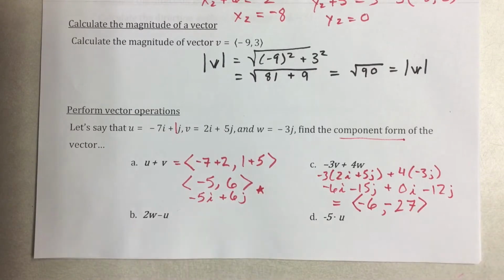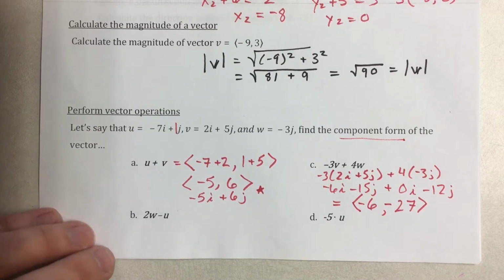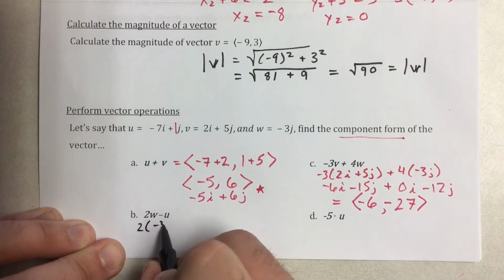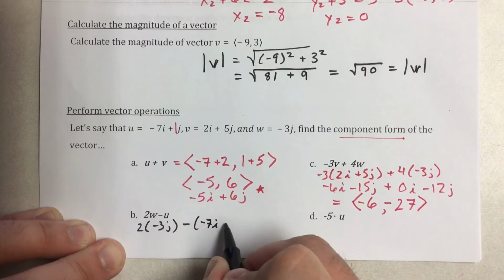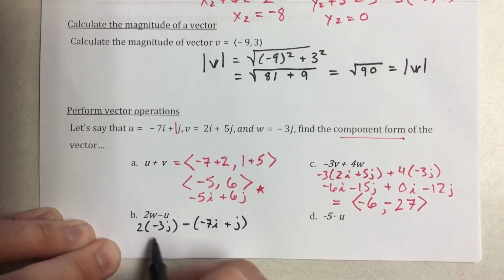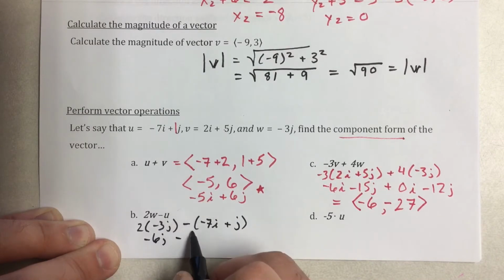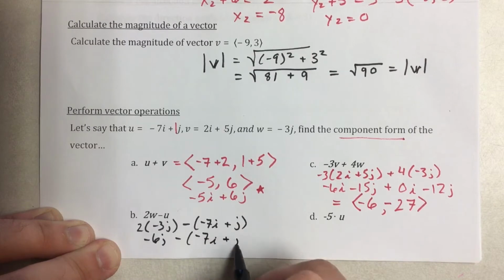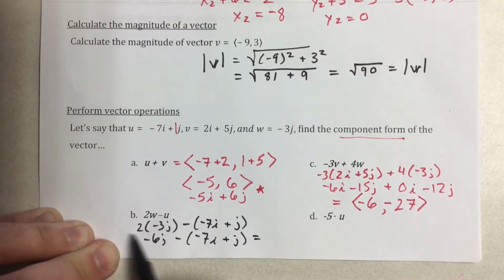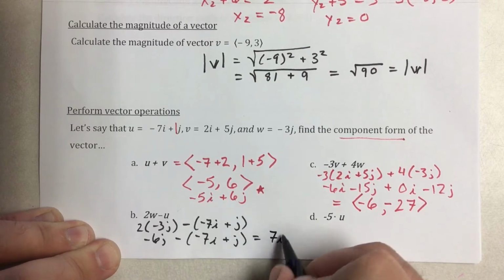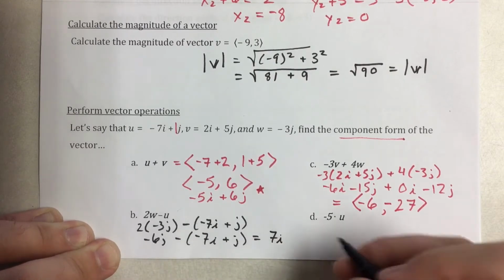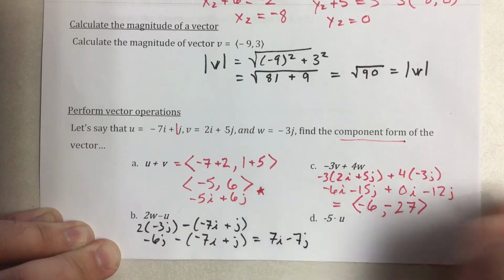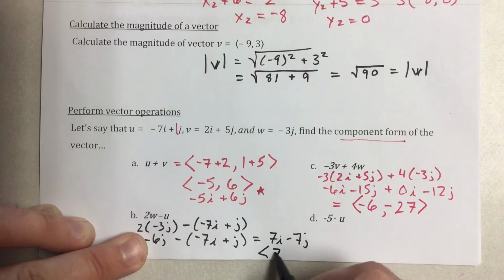All right, looking at the next one, 2w minus u. So 2w, where w is negative 3j again, minus u, which is negative 7i plus j. That would be negative 6j minus negative 7i plus j. So 0i minus negative 7 turns to positive 7i, and negative 6 minus 1 would be negative 7j, which as a component form is 7 comma negative 7.